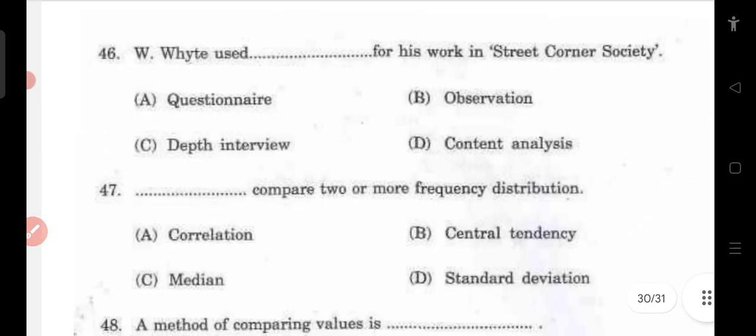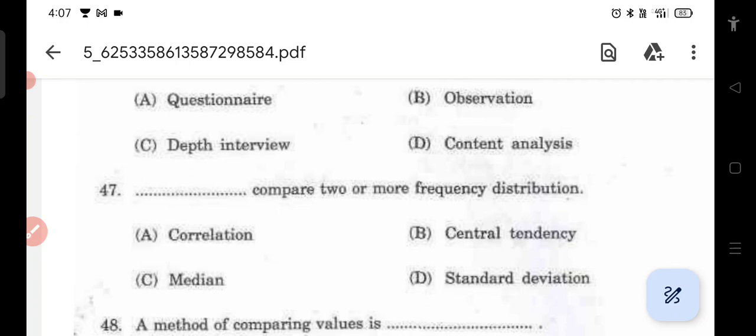Question number 46 is asking, W. F. White used dash for his work in Street Corner Society. Questionnaire, observation, depth interview, content analysis. So William Foote Whyte used participant observation in Street Corner Society, the very famous question which comes many times in pre-exams.